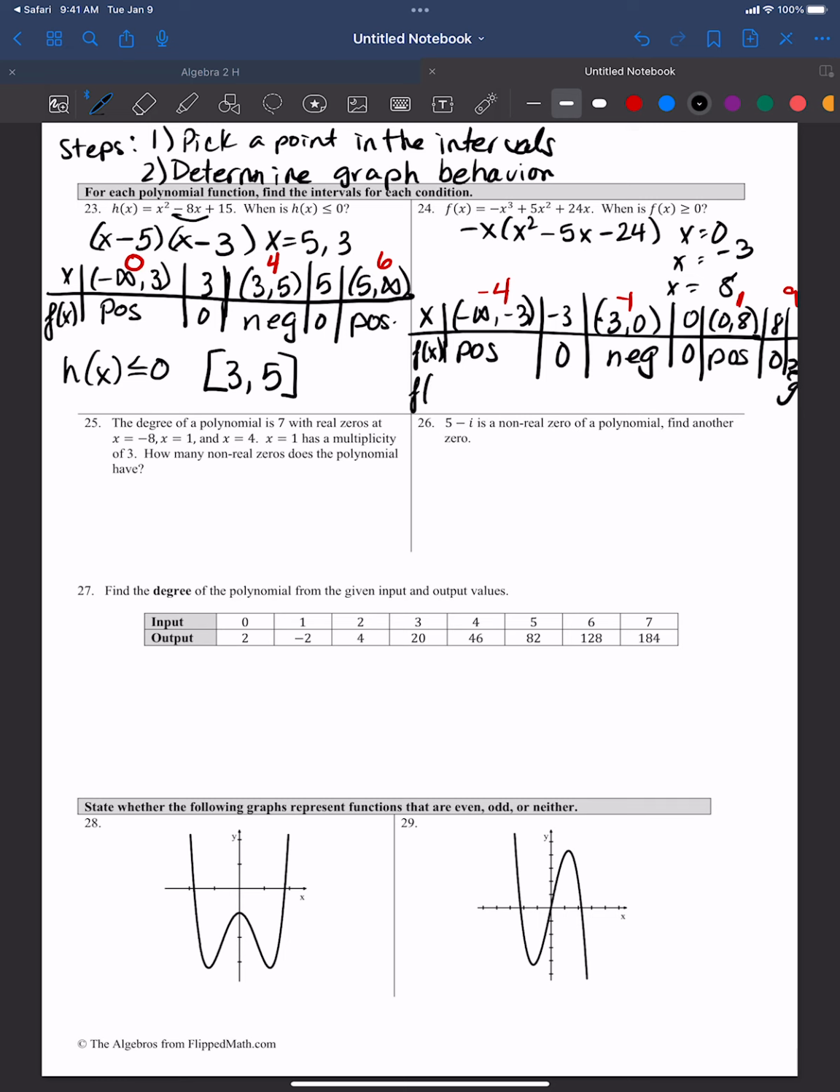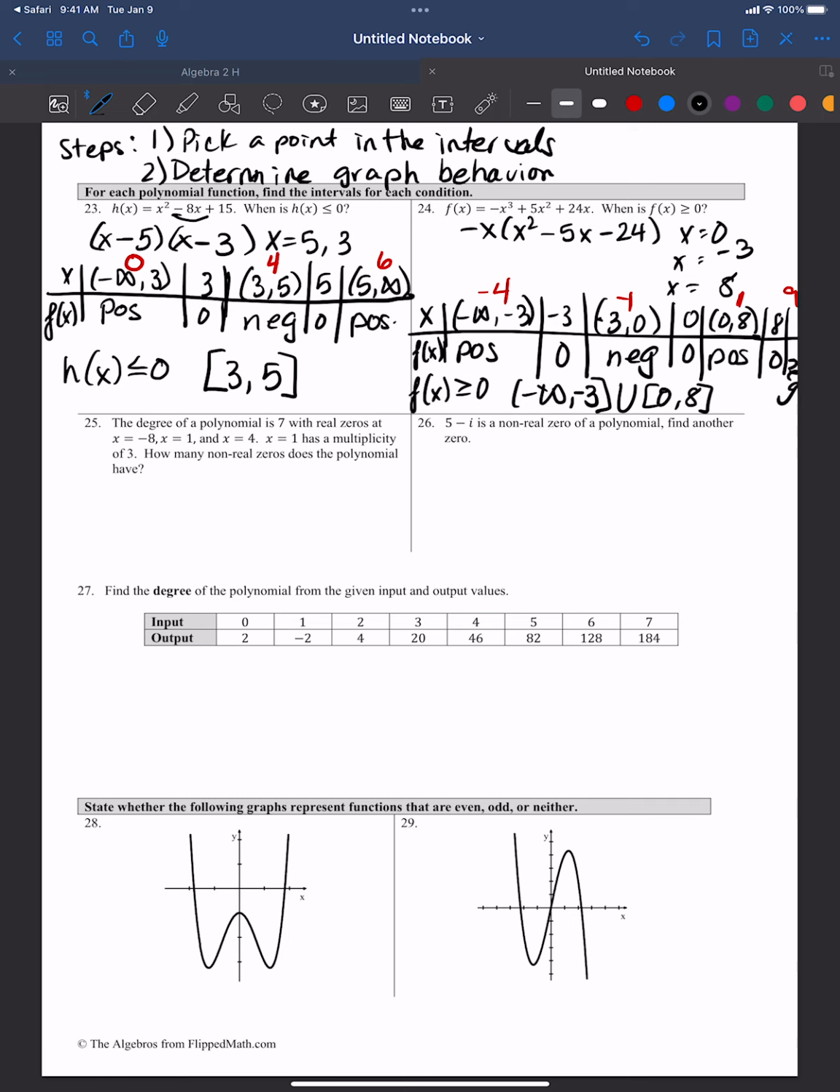So when is my f of x greater than or equal to 0? Well, it's going to be from negative infinity to negative 3, and it's going to include that negative 3 because remember, it's equal to 0 as well. And then I jump over till I get to 0 to 8. And both of those get brackets because both of those are included. So that is how you would figure out question 24.